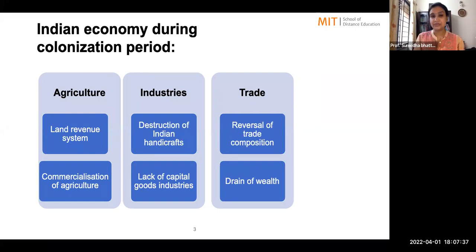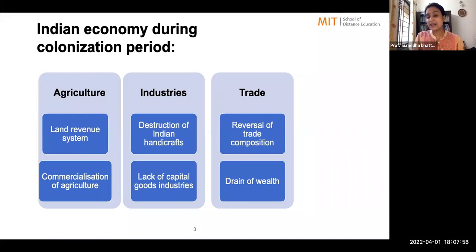Because of the commercialization of agriculture, as I said, there was scarcity of food grains in our country. When we look at industries, there was systematic destruction of Indian handicrafts with the various policies adopted by the Britishers. They imposed heavy export duties on Indian handicrafts such that they became very costly in the international market, and that is why there was a loss in demand for these.